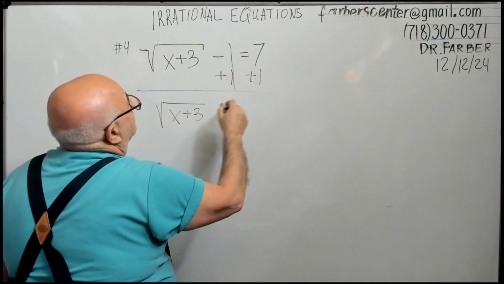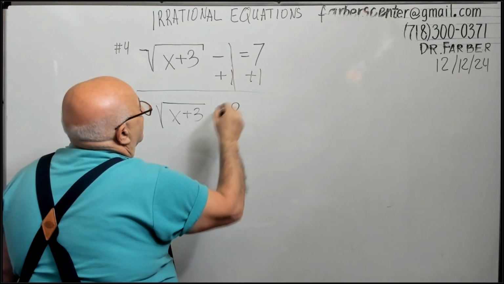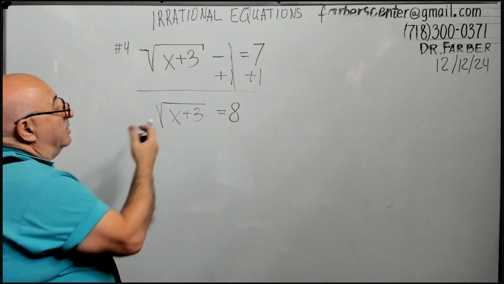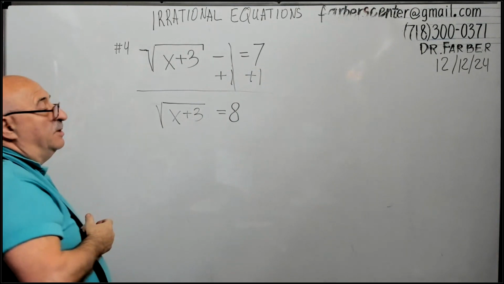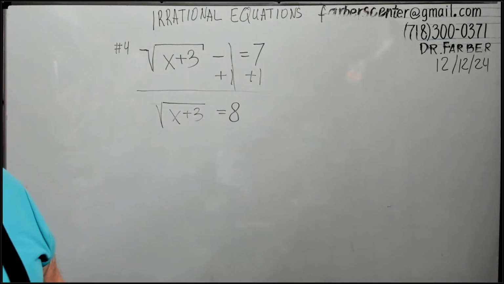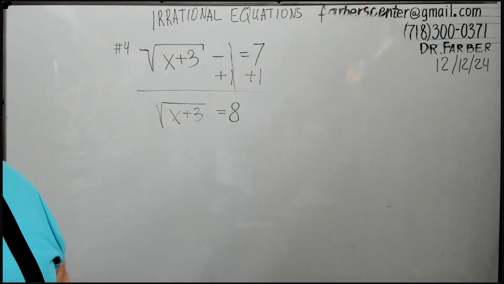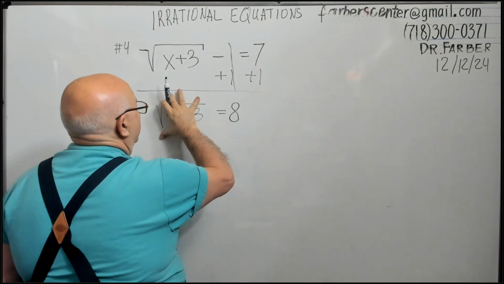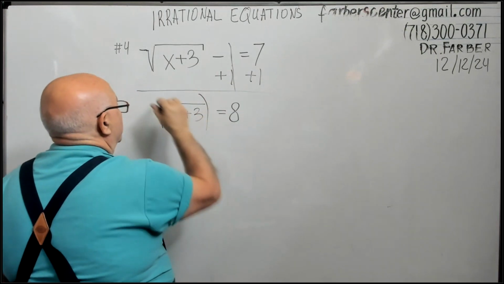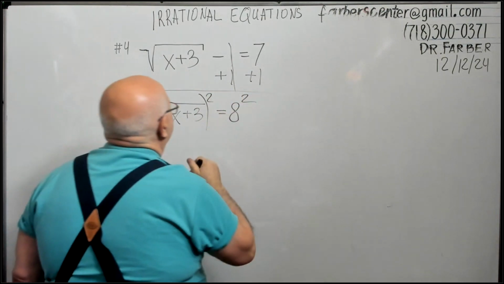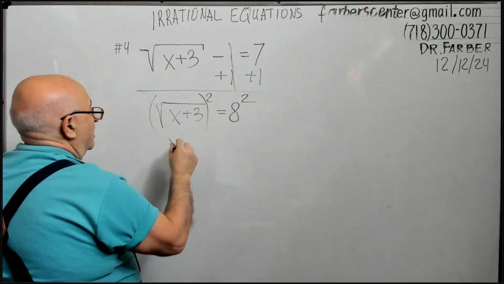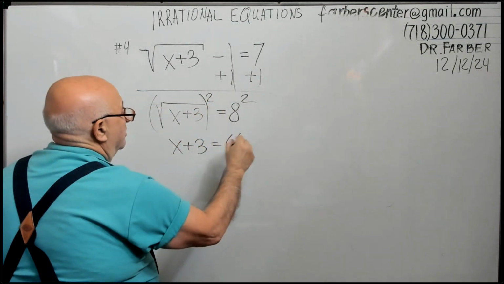Cancel out, equals 8. Why isolate the radical? Because it's easy to get rid of it when I put both parts to the second power. Understand up to this point so far? The same steps I'm doing. Isolate means it's supposed to be alone here. Now put both parts to the second power. Second power and square root cancel out each other. x plus 3 equals 64.